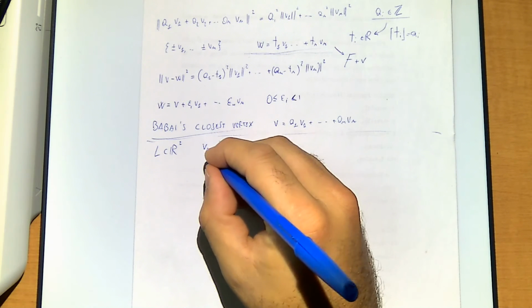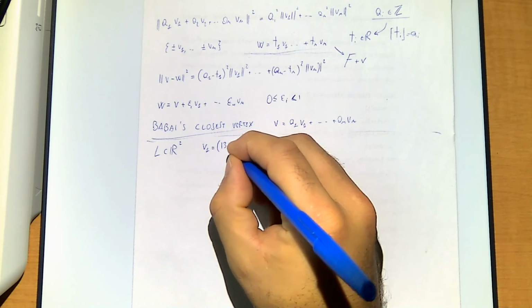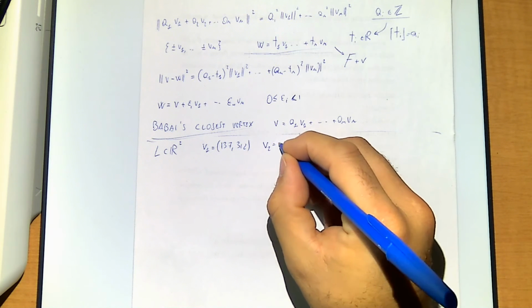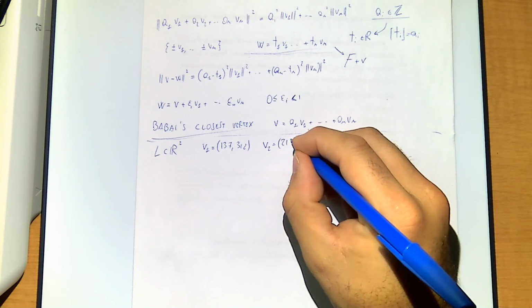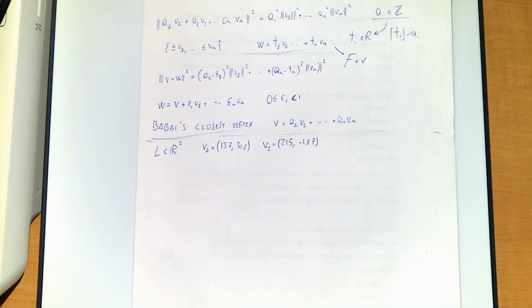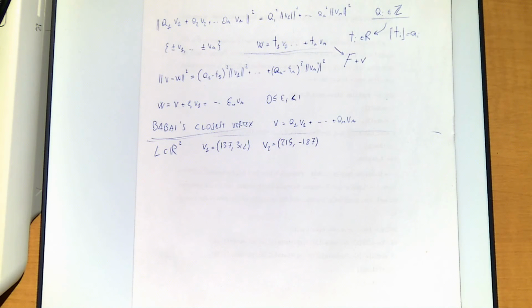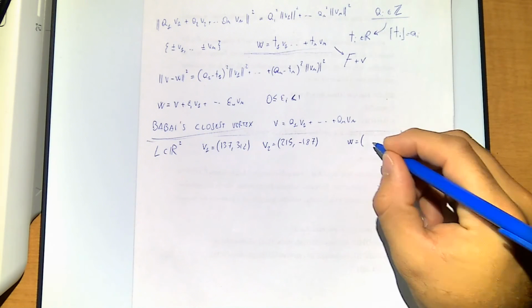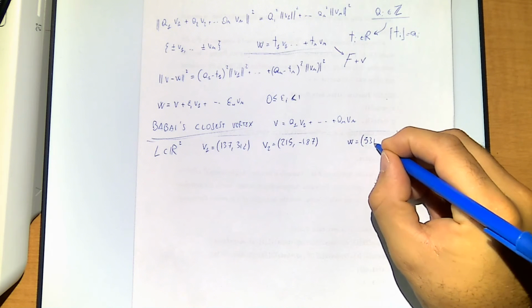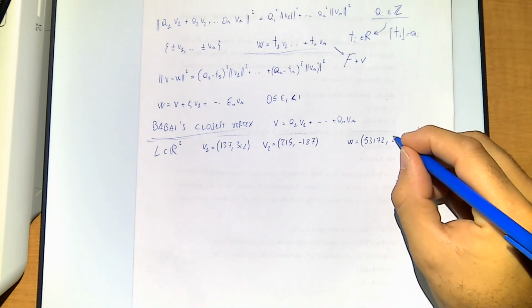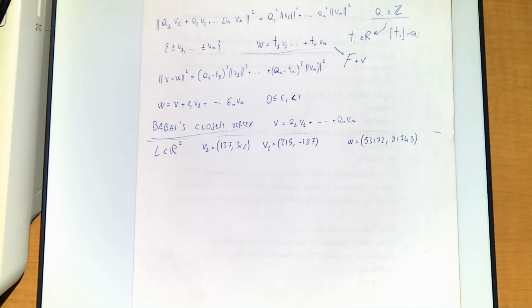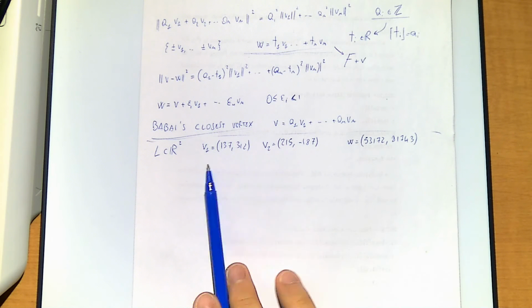So for example, I take these two vectors, 137, 312, and 215, minus 187. In 2 dimensions it's super easy, they're independent, just not a multiple of each other. Now let's find a vector in the lattice defined by these two vectors. Suppose that the given vector is W, which is 5317, 2, and 8174, 3. It's going to be a combination of these two.